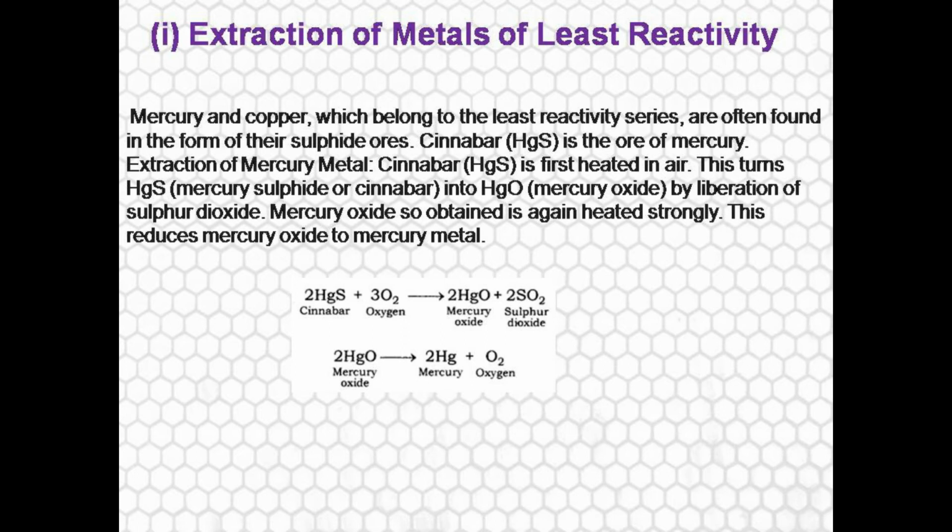Metals like mercury and copper, which belong to the least of the reactivity series, are found in the form of sulfide ores. So basically the ore of mercury is known as cinnabar, HgS, and first it is heated in air, then this mercury sulfide, or we can say cinnabar, converts into HgO, mercury oxide, by the liberation of sulfur dioxide. Then mercury oxide is heated strongly and it reduces mercury oxide into mercury metal.